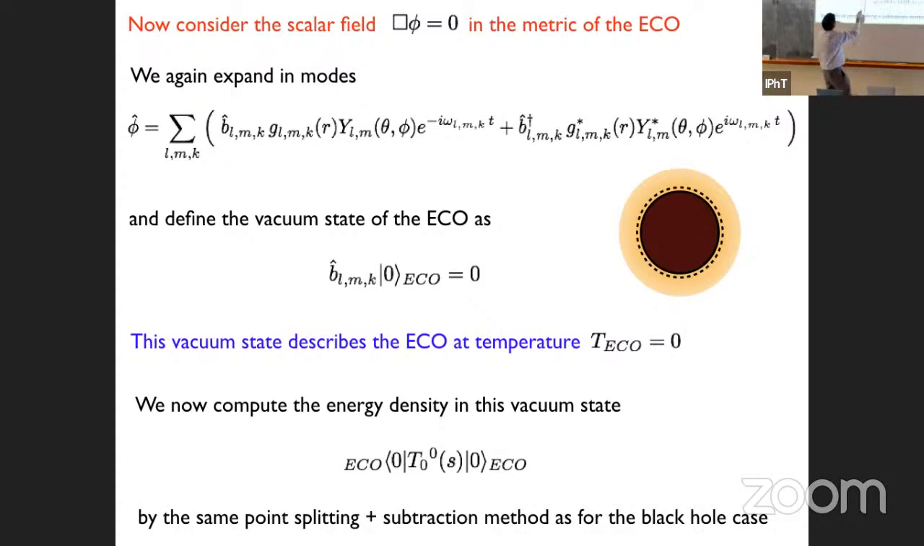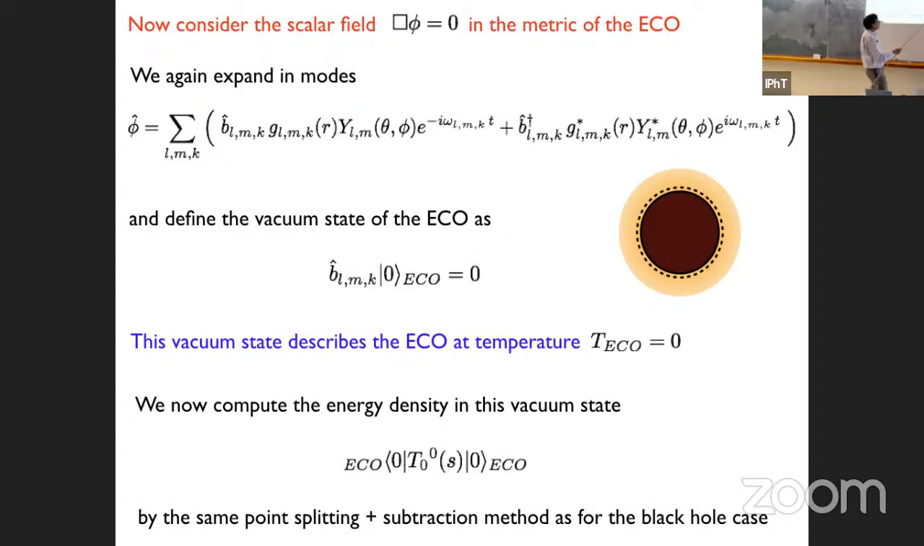You can write them down. And you have these things B over here. And with that, this would be the vacuum state of the ECO. Okay. I'll draw the picture for the mode function this time on a later slide. But right now, let's just note this defines the vacuum state. Let's say, so that if that ECO is completely cold at temperature equal to zero, you'd get that.